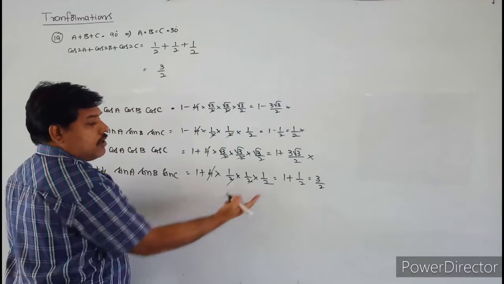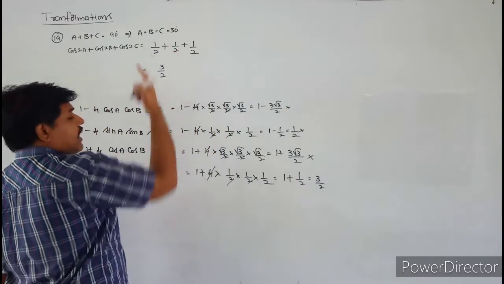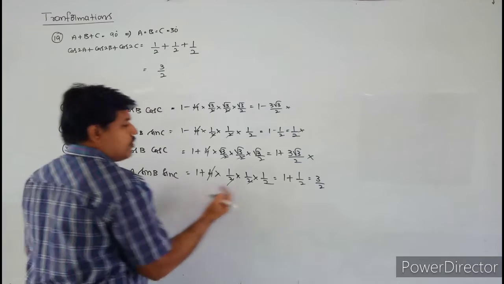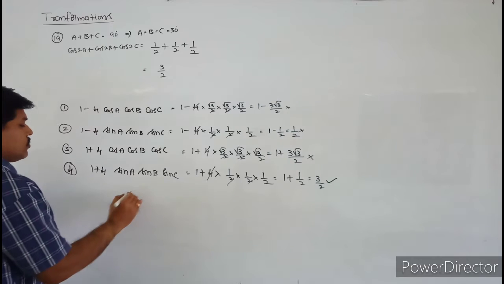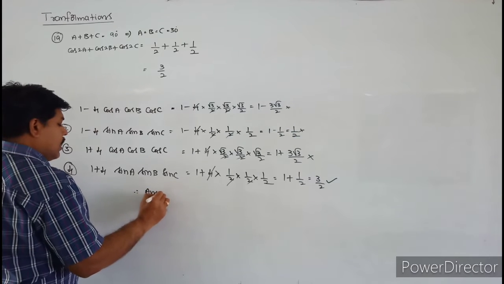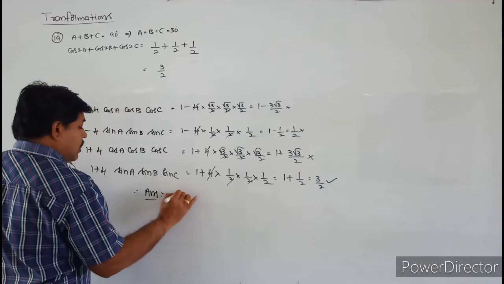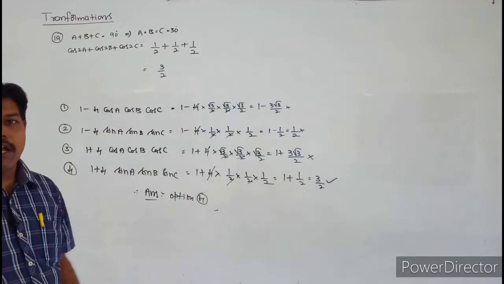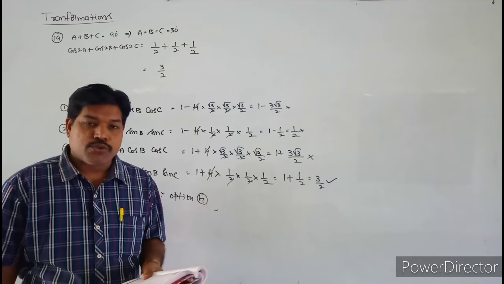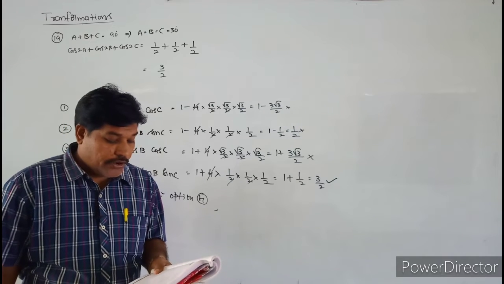Check the answer here. It is 3 by 2, and if you substitute this angle in these options, you get 3 by 2 here. So this is the answer. What is the final conclusion? Therefore the answer is option 4. Option 4 is the answer. Okay, see that question, students, and try the next question.